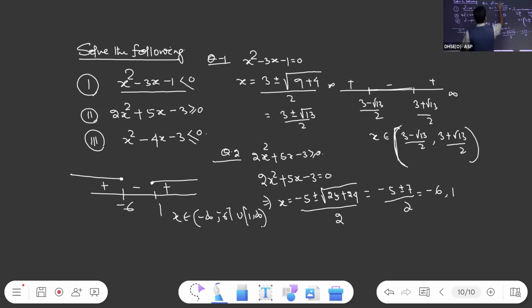Let me check the answer of Gayatri. Gayatri, your second question answer is incorrect. Minus infinity to minus 3 union 1 by 2 to infinity. No, it is minus infinity to minus 6 union 1 to infinity.